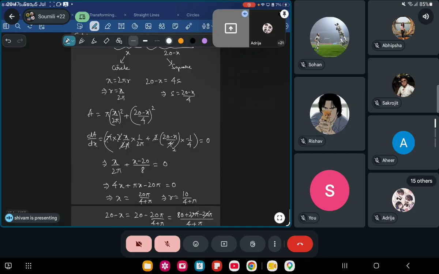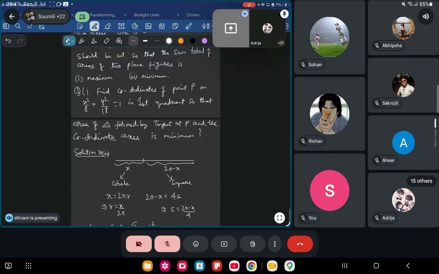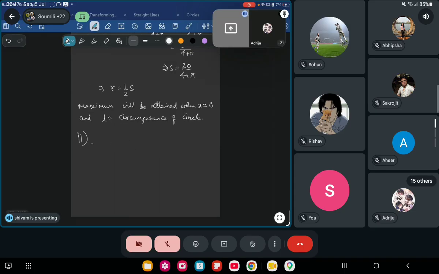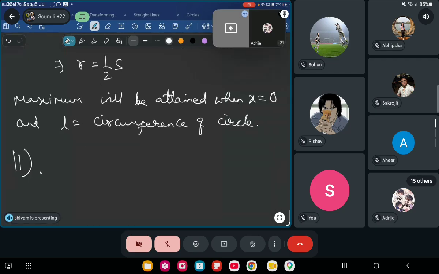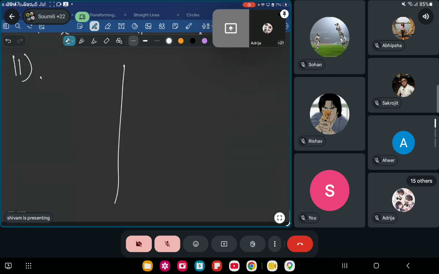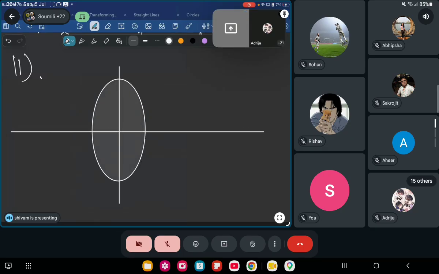First of all, tell me, is it a vertical ellipse or a horizontal ellipse? Vertical ellipse, right? The vertical ellipse will look somewhat like this, and this is how the graph will look. This is the tangent. Can you understand? We actually want to find out the area of this figure.